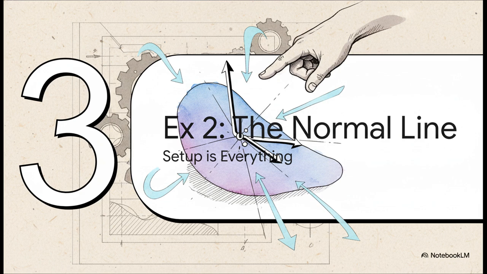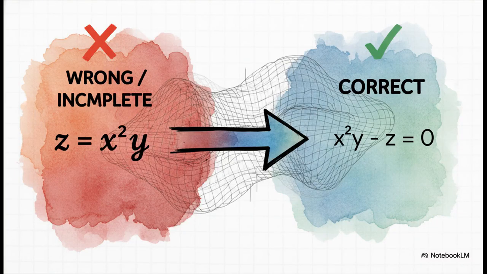The setup is absolutely everything. So the problem gives us z equals x squared y. Now your first instinct, your muscle memory, might be to just dive in and start taking partial derivatives. But wait, stop. Remember our rule? The gradient trick only works for surfaces written in the form f of x, y, z equals a constant.